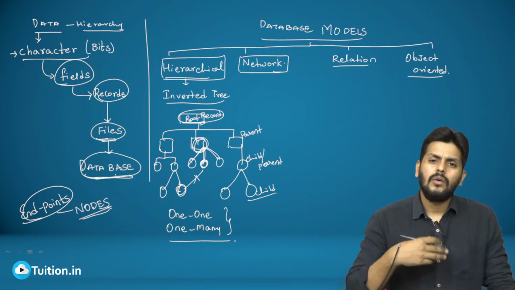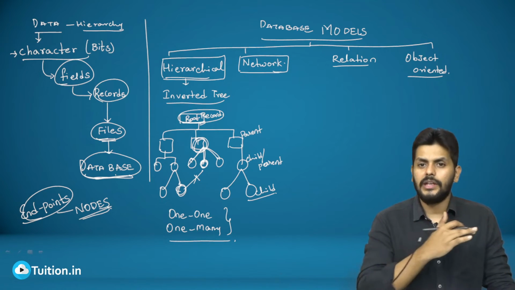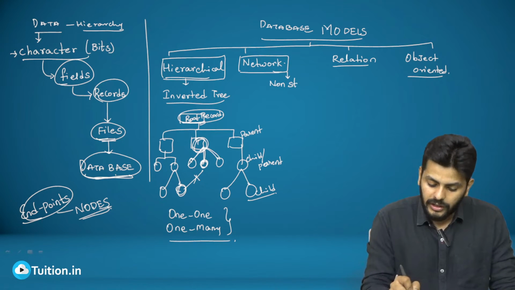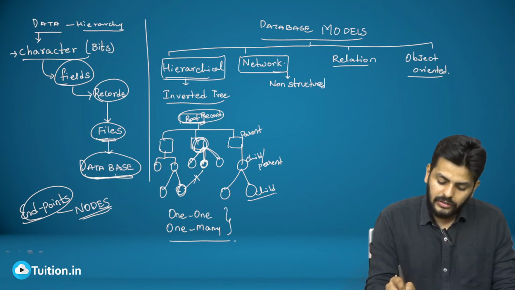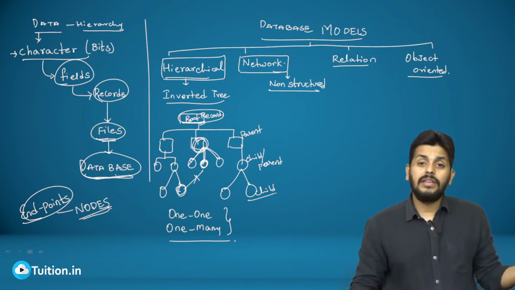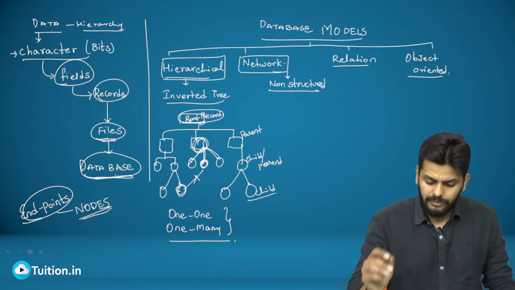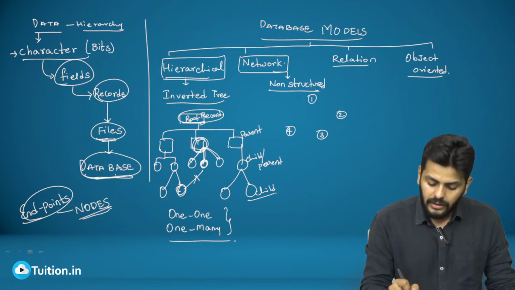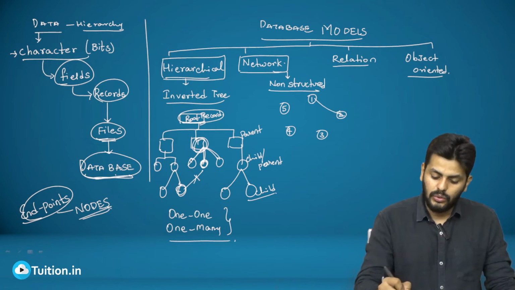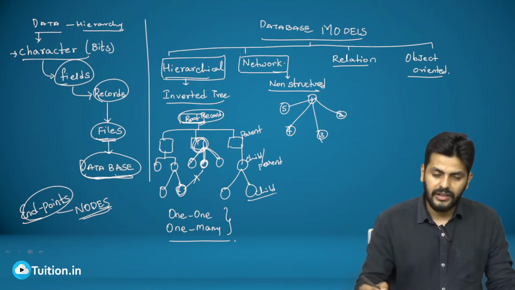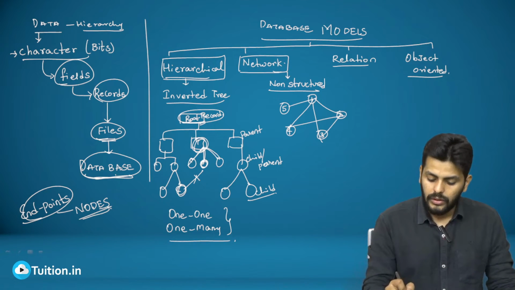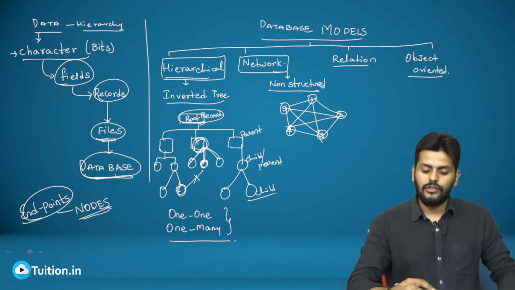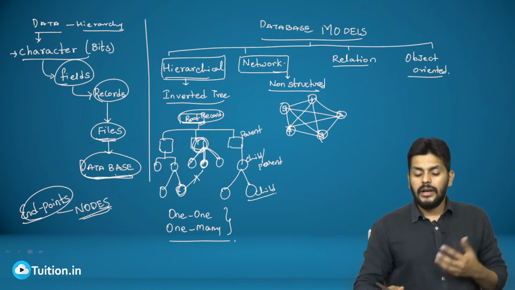In the network model, 1 to 1, 1 to many, many to 1, many to many, all are possible. This is termed non-structured, because there is no structure. Anything can be connected to any end. Something can be connected, something need not be connected. I'll give you a simple example. Let's say we have 5 data endpoints, where these are all the units where data is there. 1 to 2, 1 to 3, 1 to 4, 1 to 5, 2 to 3, 2 to 4, 2 to 5, 3 to 4, 3 to 5, and then 4 to 5. This is fully interconnected. Everything can be connected to anything.